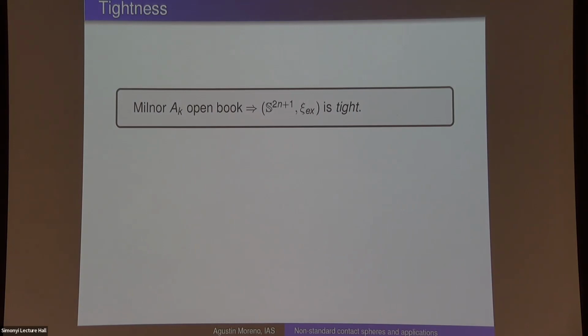So then the upshot of all this formal discussion is that if I take a very specific type of open book on the sphere, satisfying that the binding has some positivity condition, then the end result will be tight.